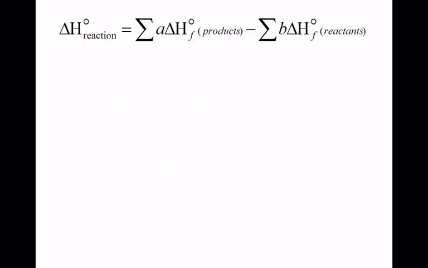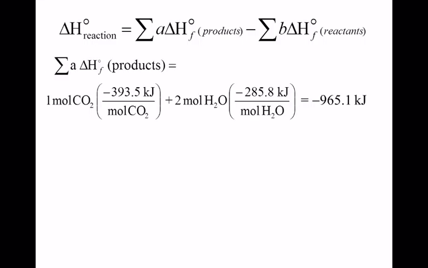Okay, starting with the change in enthalpy. So we're going to look at the product side first, which, again, is the combustion of methane. So it forms carbon dioxide and water. 1 mole of CO2 times negative 393.5 kilojoules per mole, plus 2 moles of H2O times negative 285.8 kilojoules per mole. Add those together, you get a negative 965.1 kilojoules.